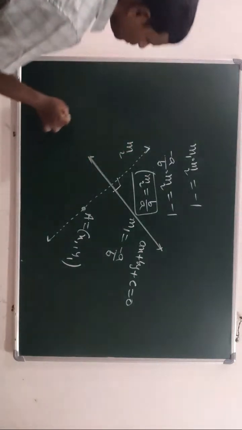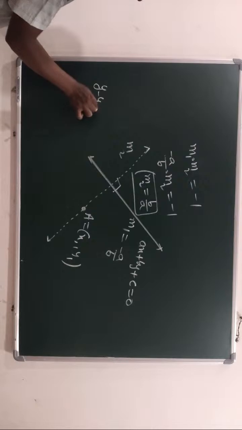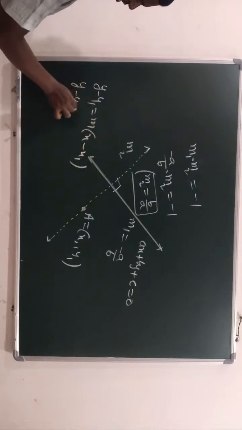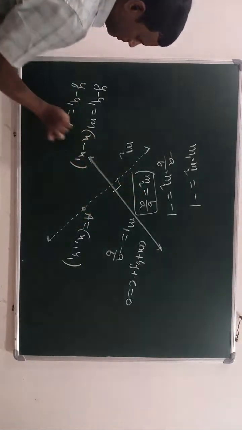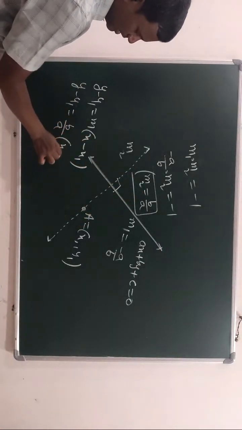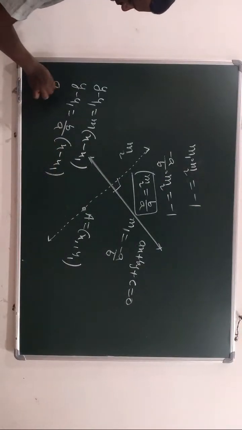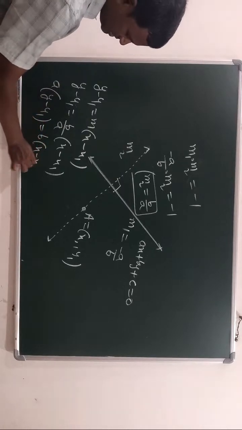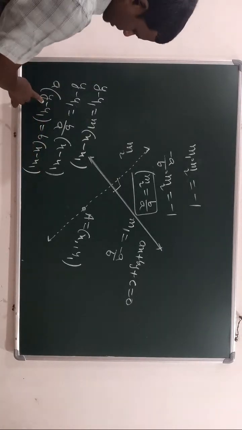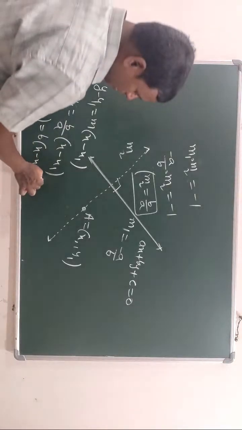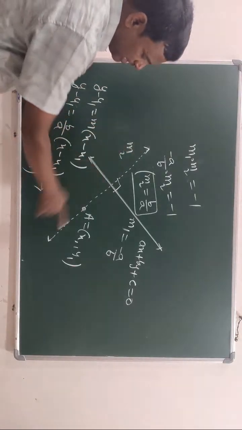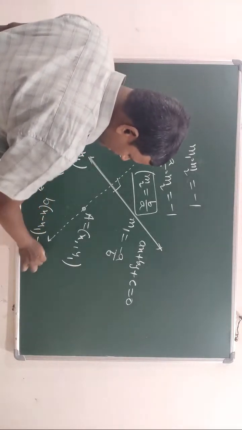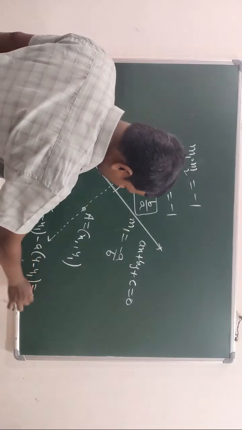So what is the point slope form of the line? y minus y1 is equal to m into x minus x1. Now y minus y1, m is how much? b by a, x minus x1. Bring it to the left side: a of y minus y1, which is equal to b of x minus x1. If you want to transfer this one to the right side, you can. If you transfer, then your required line equation will become b of x minus x1 minus a of y minus y1, which is equal to 0.